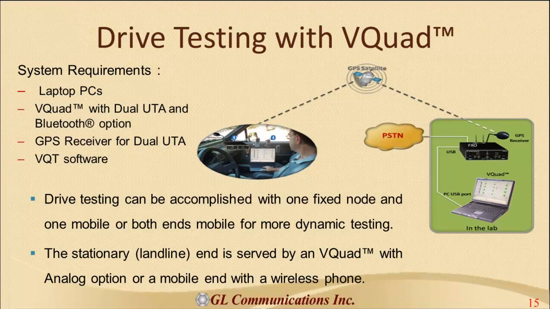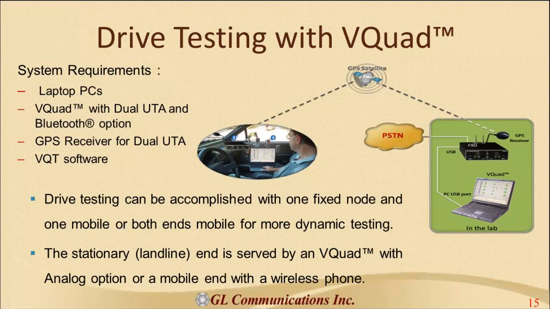This is drive testing with Vquad, which we had talked about some time before, using the GPS receiver connected to the dual UTA. We can perform different drive tests. It can be accomplished with one fixed node and one mobile, or both ends mobile for more dynamic testing. For example, one Vquad node can be static and the other Vquad node may be mobile.